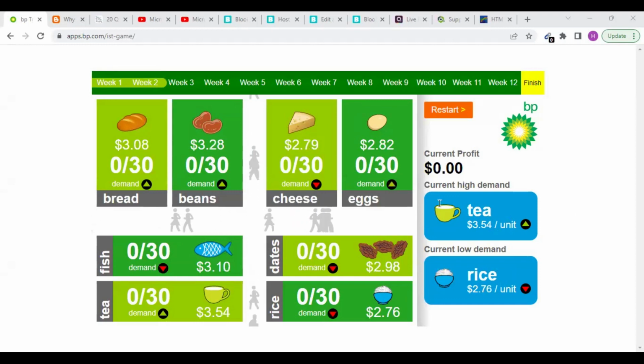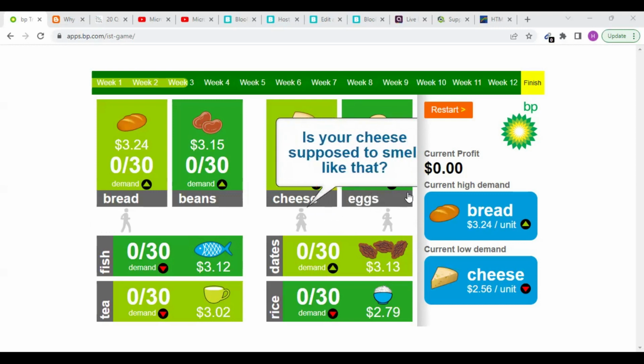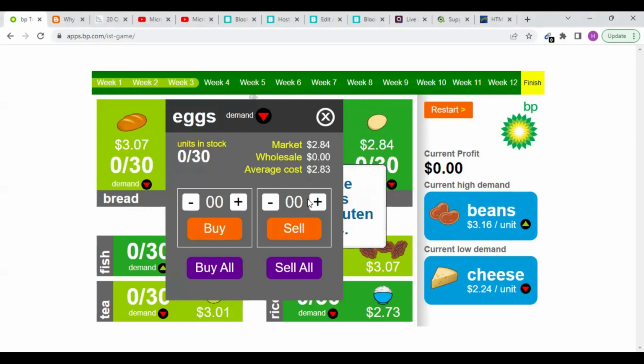So what do you want to buy first? Because we want to buy it low and sell it high. What do you think we should buy first? Eggs, okay. How many eggs do you want to buy? Okay, cool. So how about we split the difference, maybe 12.